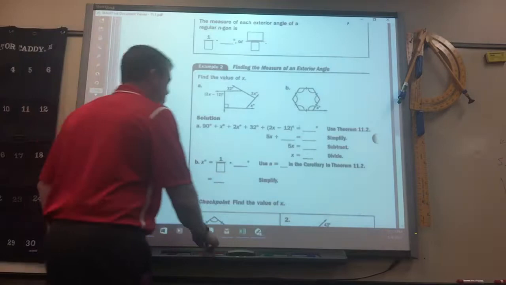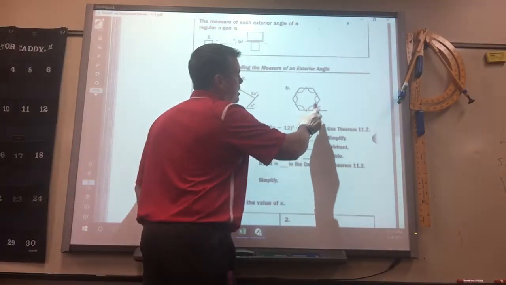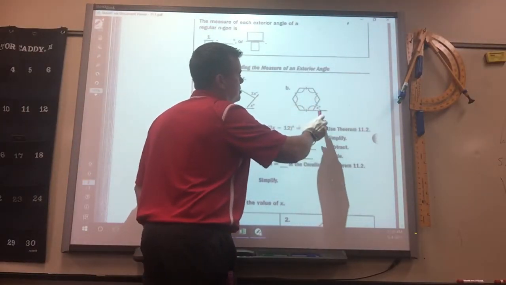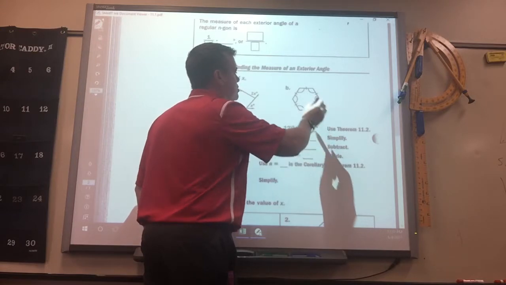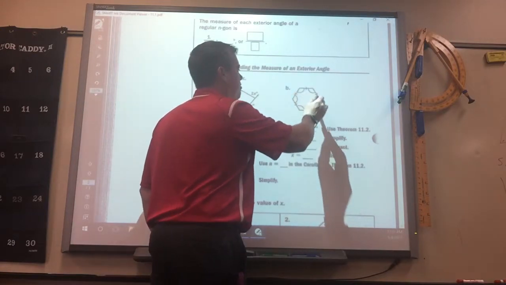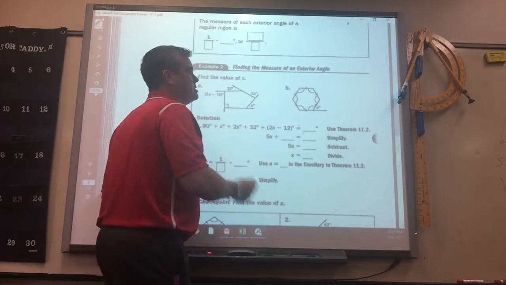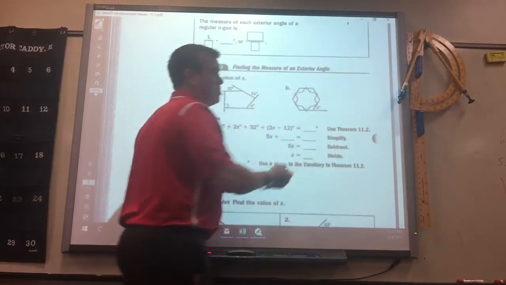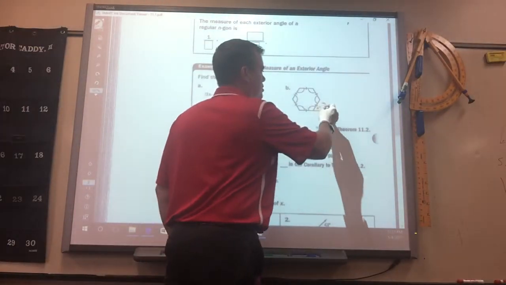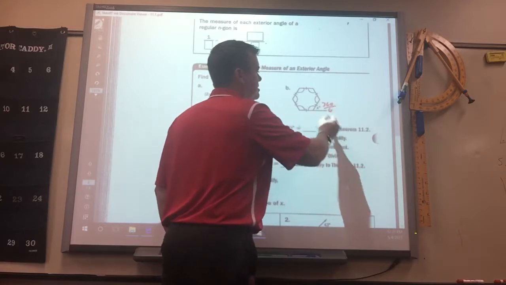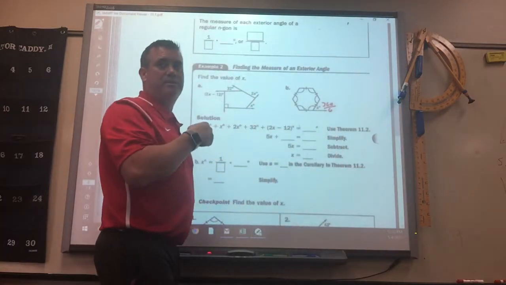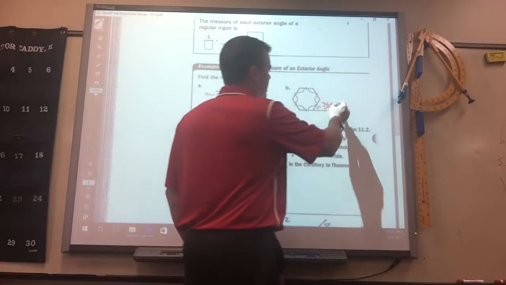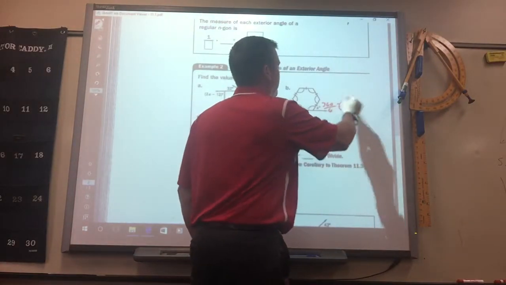Okay, here's an easy one. These are all the same, which means it's regular. So it's 1, 2, 3, 4, 5, 6. All the exterior angles would be the same. So just take 360 divided by 6, because there's going to be 6 exterior angles here. And you get 60.